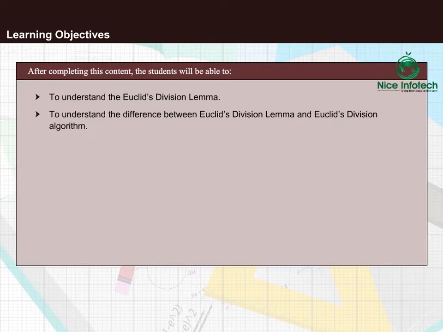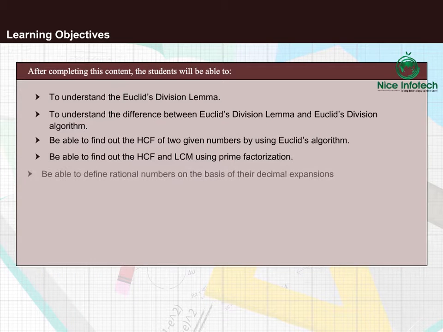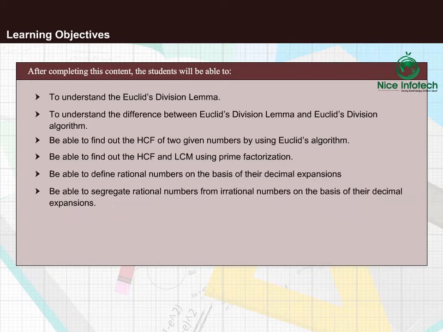After completing this content, students will be able to understand Euclid's division lemma, understand the difference between Euclid's division lemma and Euclid's division algorithm, be able to find out the HCF of two given numbers by using Euclid's algorithm, be able to find out the HCF and LCM using prime factorization, be able to define rational numbers on the basis of their decimal expansions, be able to segregate rational numbers from irrational numbers on the basis of their decimal expansions.